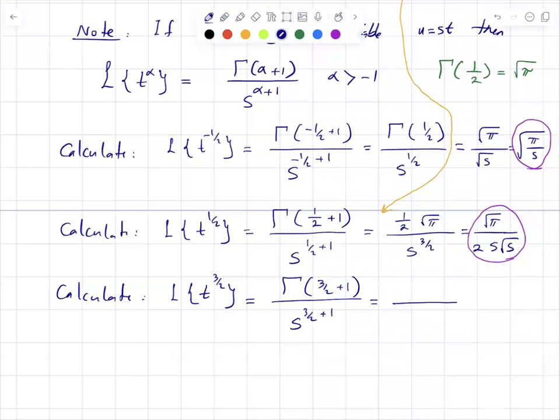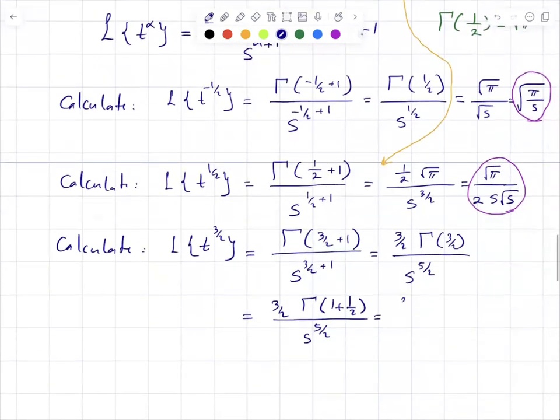This can be written as 3 halves times the gamma of 3 halves divided by s to power 5 halves. And the gamma of 3 halves, which is 1 plus a half, can be calculated as 3 halves times gamma of 1 plus a half divided by s to power 5 over 2, or 3 divided by 2 times a half gamma of a half divided by s to power 5 halves.